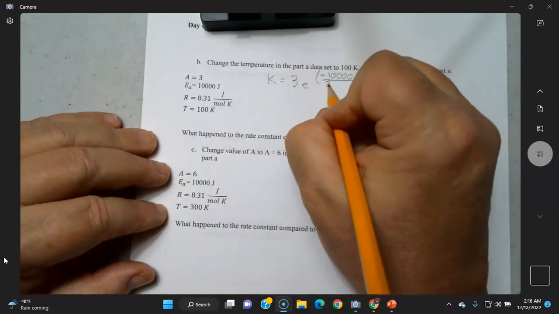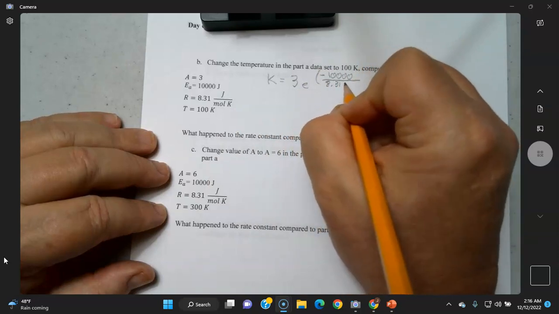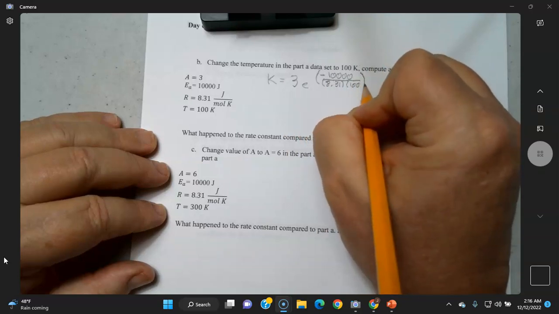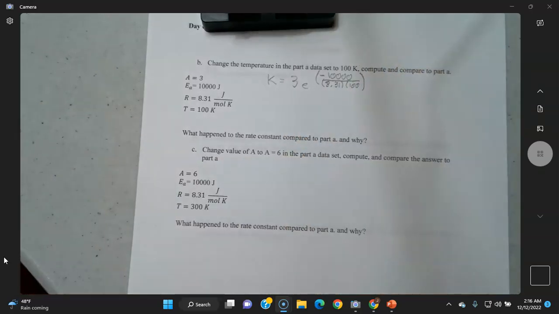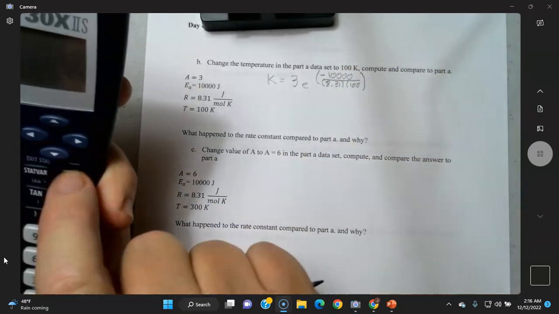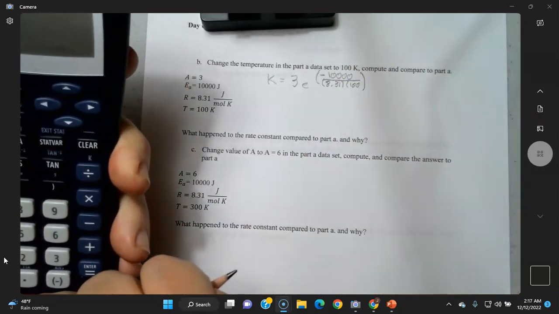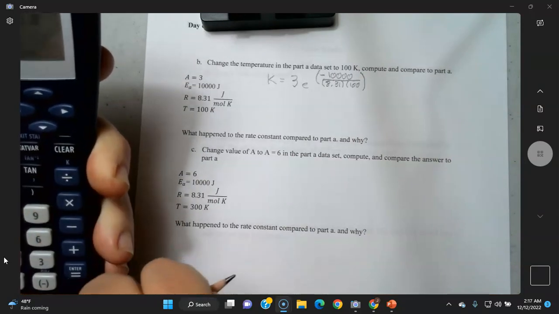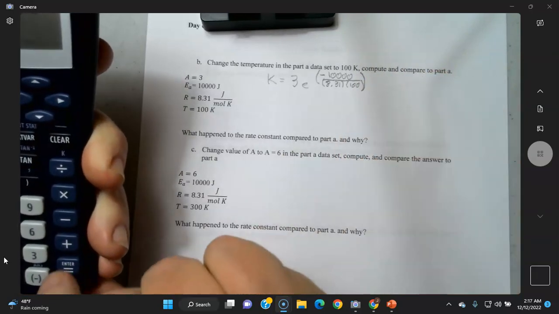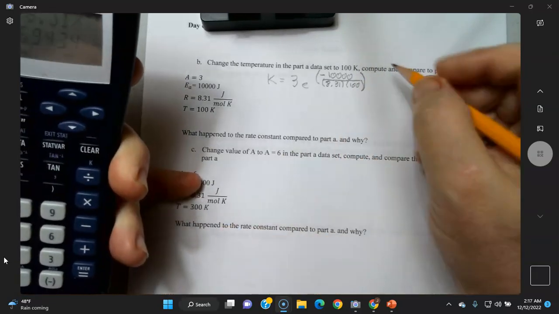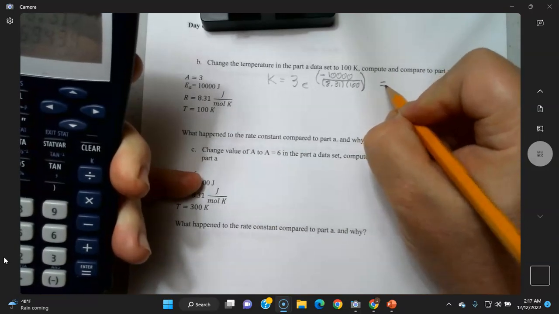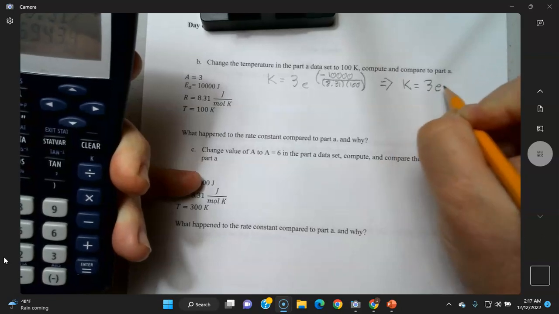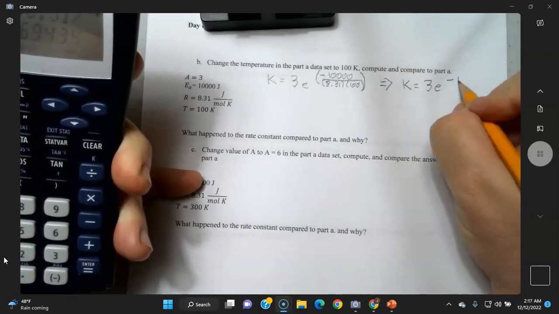So let's go ahead and do this calculation. Everything else stayed the same. R is the same. What changed is temperature. It's now 100. So we ought to get a lower value for K. So let's see what happens. Again, just go ahead and do this first. 10,000, I'm not showing it on the screen, divided by 8.31 divided by 100 equals, and I get 12. Okay, so K equals 3e to the negative, don't forget the negative sign, 12.